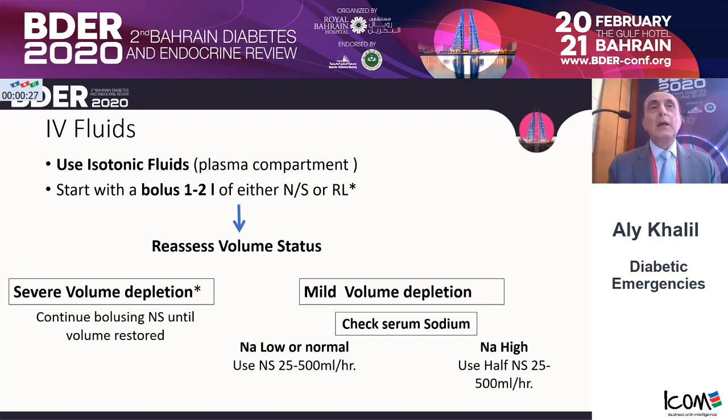Now, the first thing, you have to bolus your patient because they are too dry. You give them 1 to 2 liters of either normal saline or Ringer lactate. Then, after giving the bolus, you reassess the volume status.